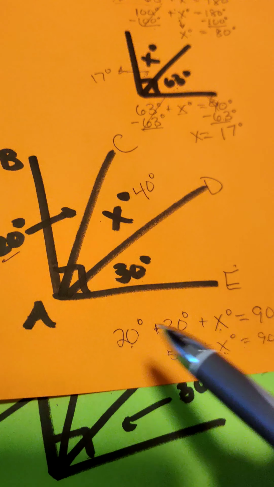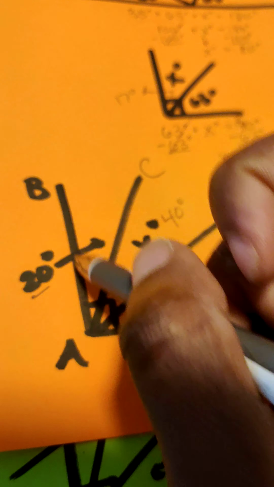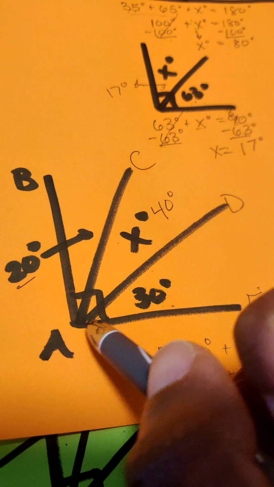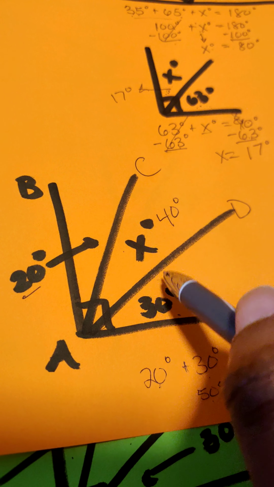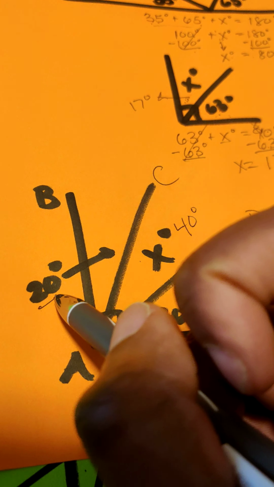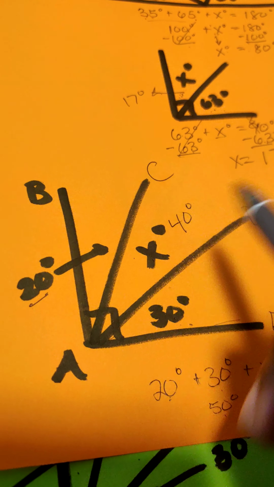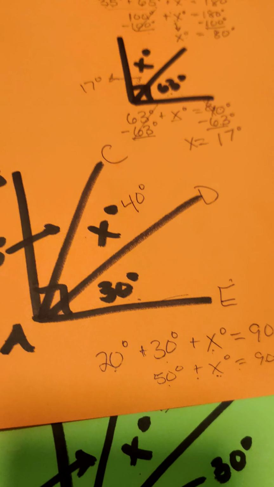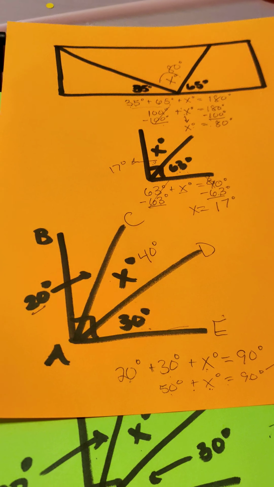Now, if you add up each angle within this 90-degree angle that you see, this angle is 30 plus 40, that makes 70, plus 20 makes 90, and you're done. X is 40. All right, everyone, I hope that helped you out.